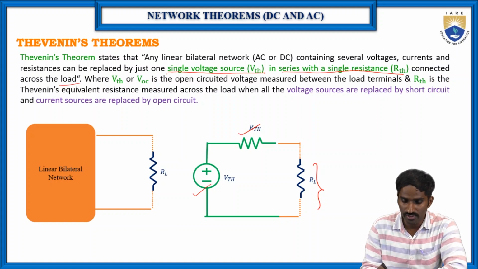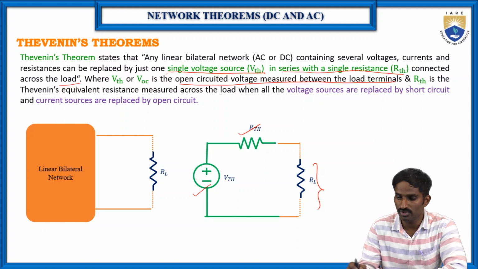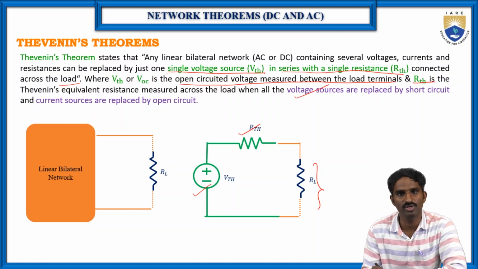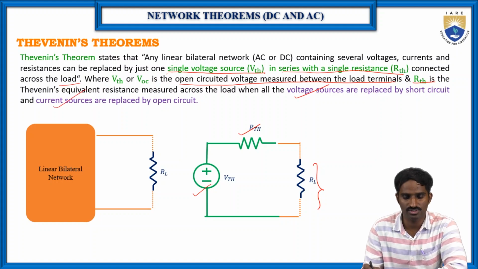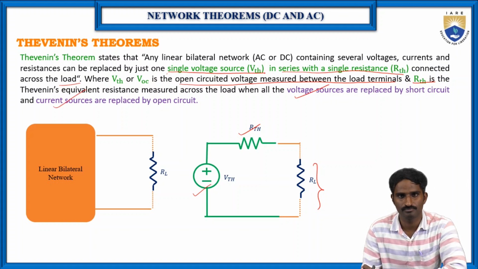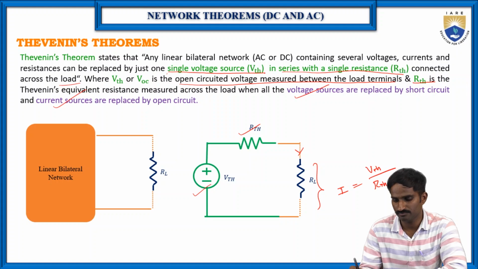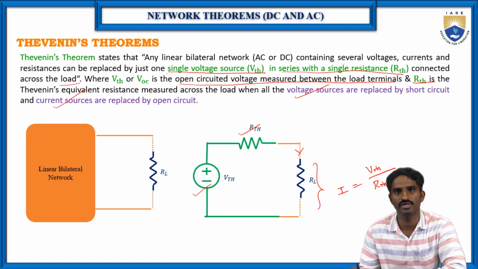Then what is V Thevenin or VOC? This is the open circuit voltage measured between the load terminals. And R Thevenin is the Thevenin's equivalent resistance across the load terminals when all the voltage sources are replaced by short circuits and all the current sources are replaced by open circuits. Then what we need to find is the current I. From this circuit, I is equal to V Thevenin divided by R Thevenin plus RL. In this way we can find the current flowing through the load resistance RL.